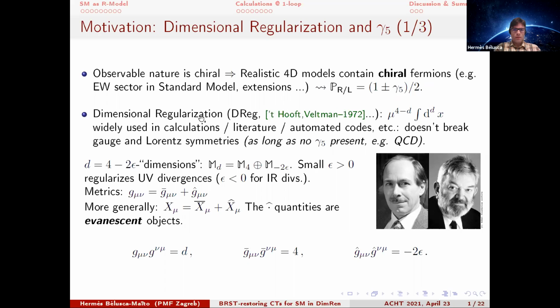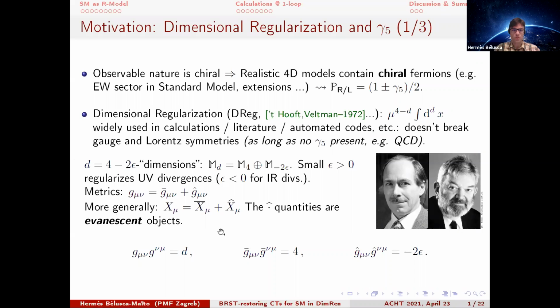On the other hand, we also use dimensional regularization in perturbative QFT calculations, because when things work, as long as there is no gamma 5 present, it would not break the gauge symmetry and keeps the calculations Lorentz covariant. And this is a scheme widely used in the literature and in calculations. So, okay, we know that already.